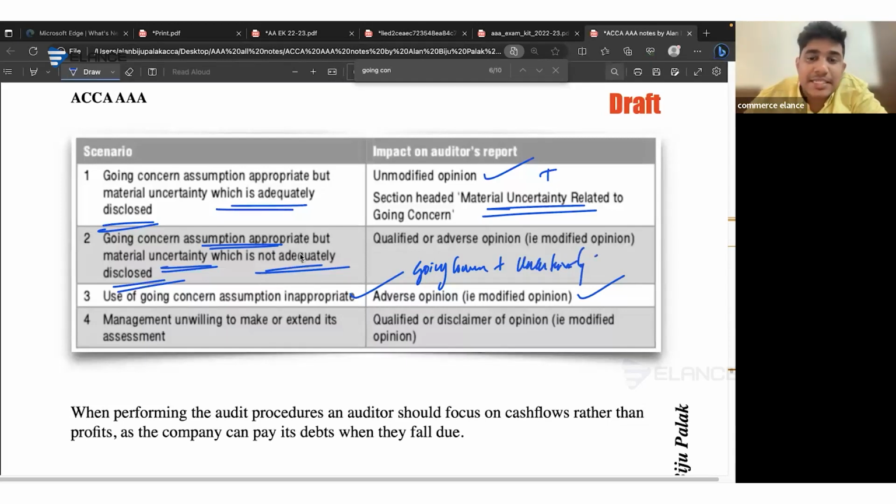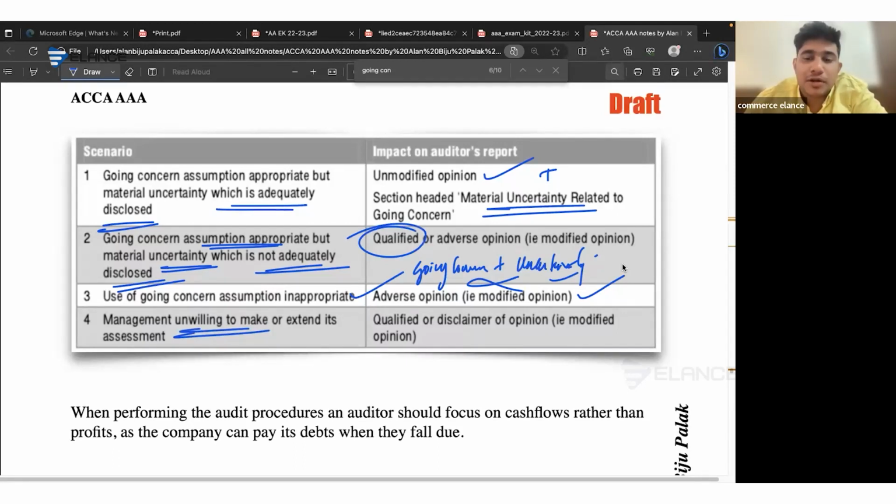Consider that only the uncertainty is not disclosed. If the uncertainty is not disclosed, but disclosures relating to going concern are provided, in that case we will be providing a qualified opinion. If no disclosures in relation to going concern are given, then we will go for an adverse opinion.